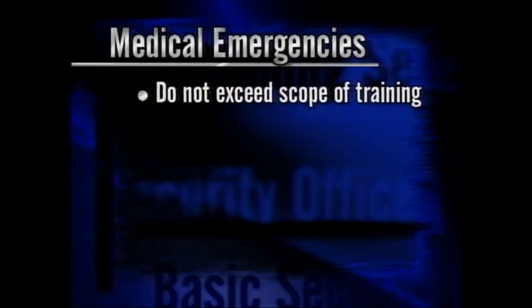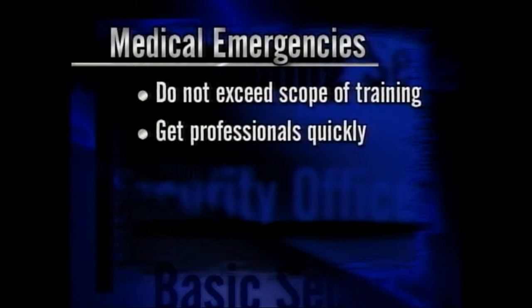There are two basic guidelines to go by when you find yourself dealing with a medical emergency. First, do not exceed the scope of your training. Don't try to act like a paramedic or a nurse unless you really are one. Stay within the ability that you have and use the emergency equipment properly. Get the professionals headed your way as quickly as possible. Clear the way for the ambulance and the paramedics and stand by to assist them in whatever way you can. First aid training is wonderful and you're encouraged to get as much of it as you can. Just remember the guidelines when you do.